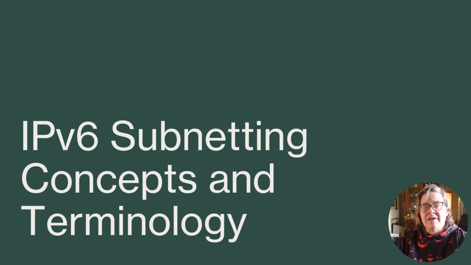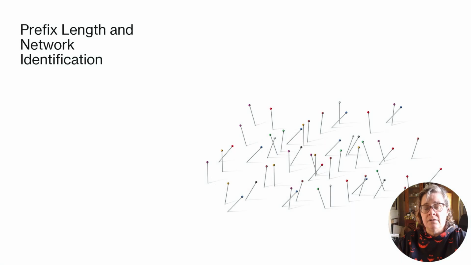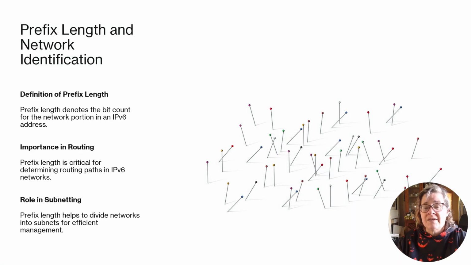Subnetting in IPv6 differs from IPv4. This section covers prefix length, subnet allocation, and how network identification is structured. The prefix length in IPv6 indicates the number of bits representing the network portion of the address, which is critical for routing and subnetting.